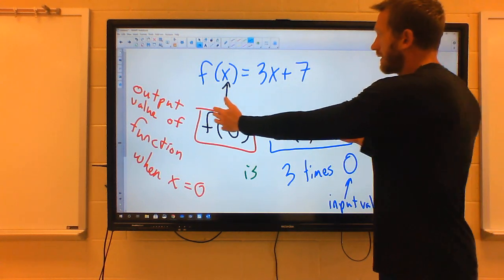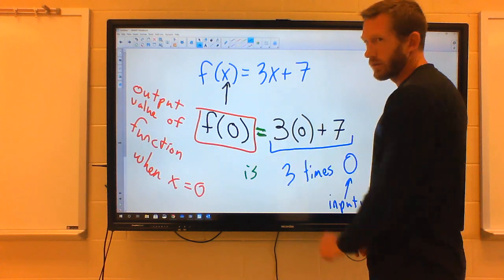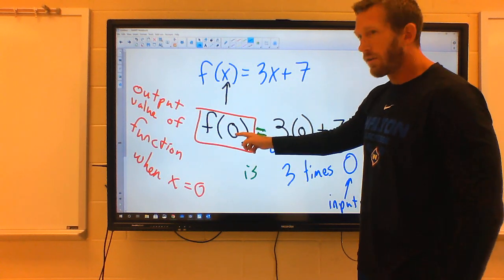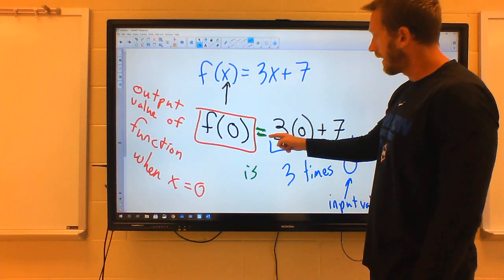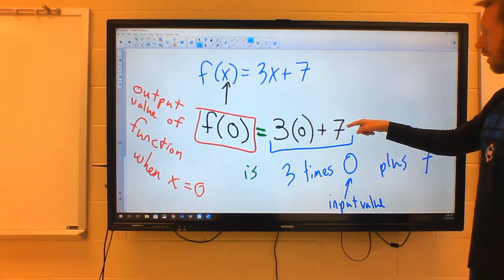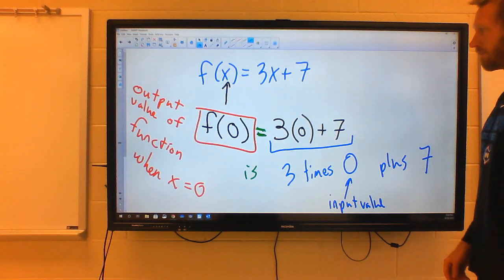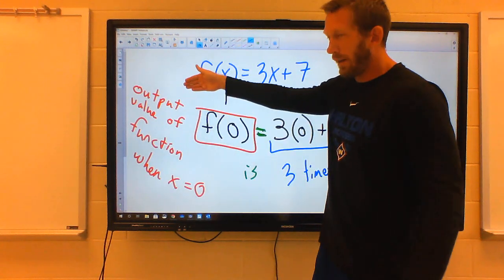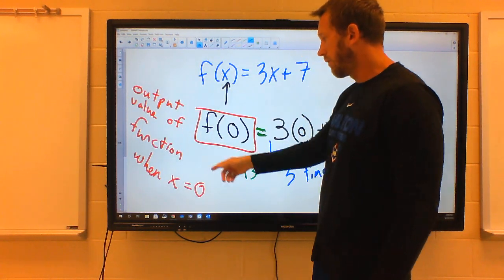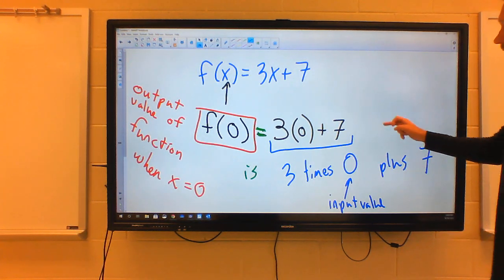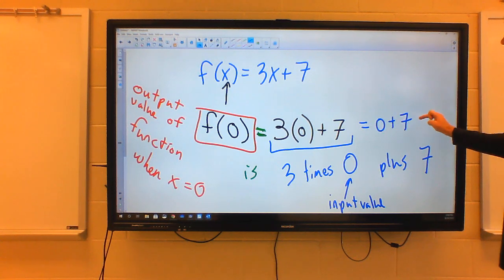So literally this statement, f of 0, the function using 0 as our input, is 3 times 0, because that's our input, plus 7. This is what this statement means. It translates to the output value of the function when x is 0 is 3 times 0, because that's the input value, plus 7. If we were to solve this out, that's 0 plus 7, which is just 7.